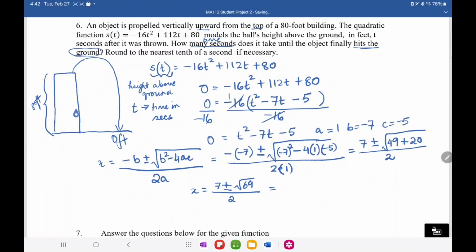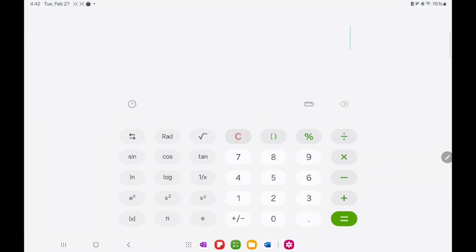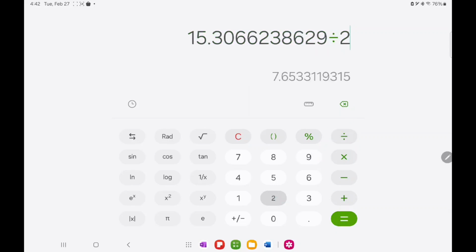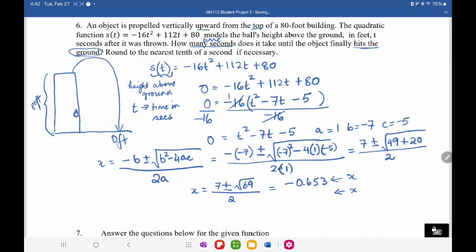Let me write that down. Negative 0.653. And then the other x value, this is one x value. The other x value is going to be when we add square root of 69 to 7. So 7 plus square root of 69 divided by 2 is 7.653. All right, 7.65. Right, 7.65 is the other solution.